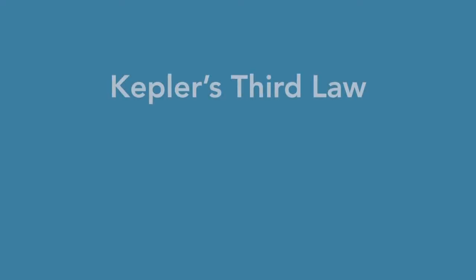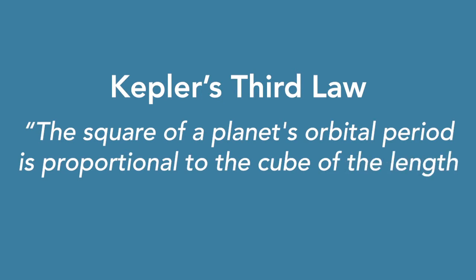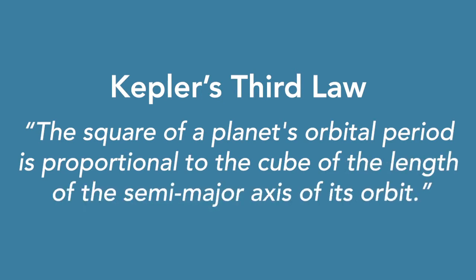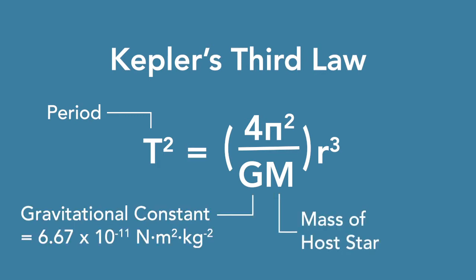Now, let's discuss Kepler's third law, which states that the square of a planet's orbital period is proportional to the cube of the length of the semi-major axis of its orbit. That might sound kind of confusing, but there's a handy equation representing this law that we can break down. In this equation, T is the period of a planet. The period of a planet is just how long it takes to make one complete orbit around its host star. M is the mass of the host star, and R is the semi-major axis of the planet's orbit.